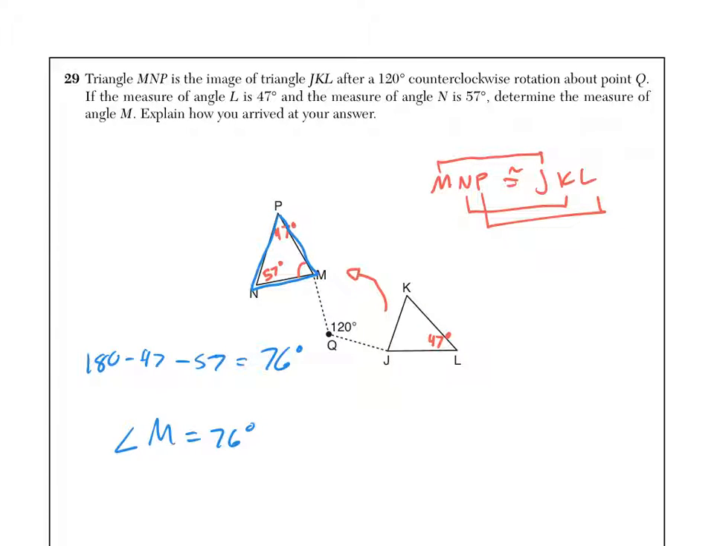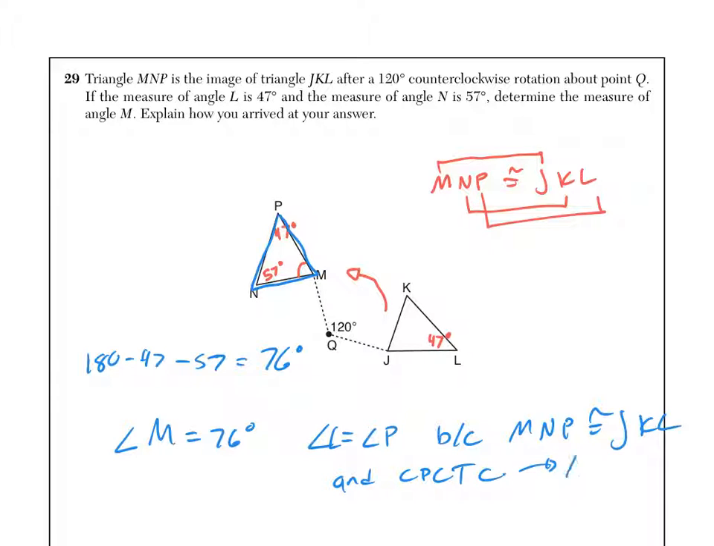How'd you do that? Exactly as we just explained. Angle L is congruent to angle P because MNP is congruent to JKL and CPCTC, because corresponding parts of congruent triangles are congruent. And then we just use the triangle sum theorem.